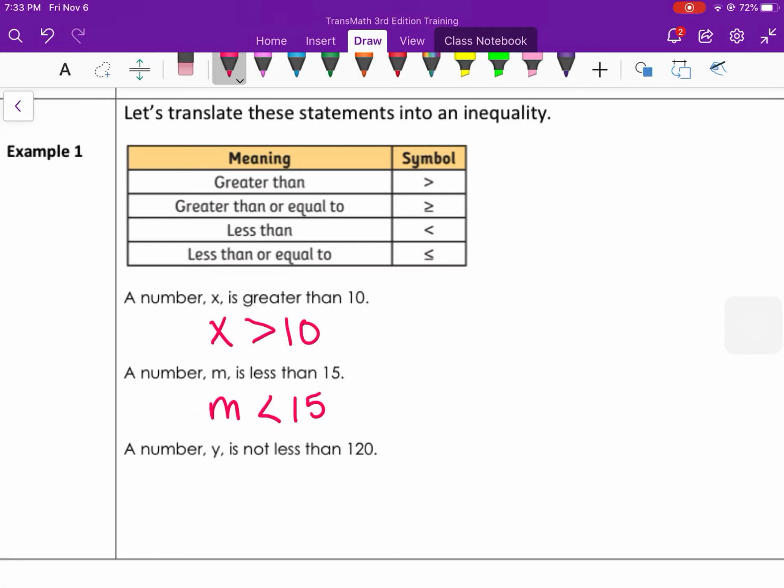And then a number y is not less than 120. So not less than means that it must be greater than or equal to. So y is greater than or equal to 120. So it's not less than 120. It can be greater than or equal to 120.